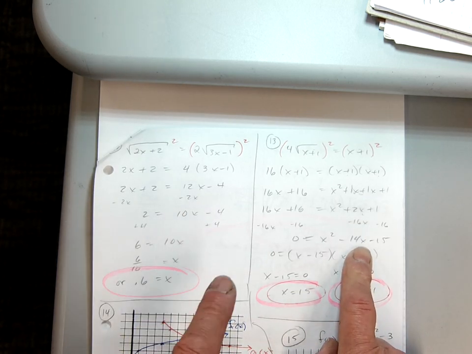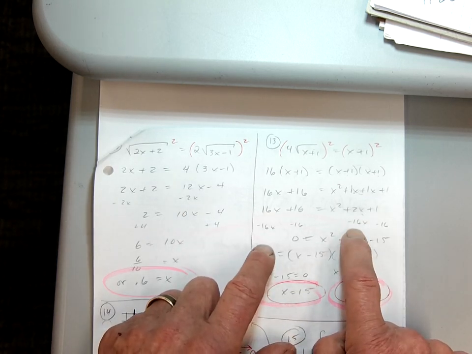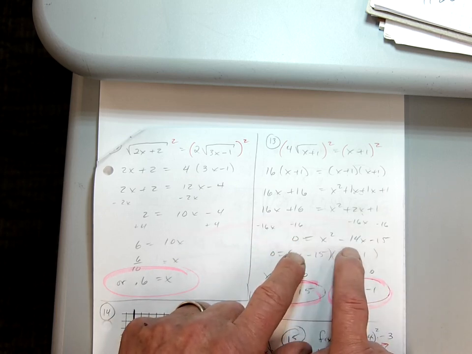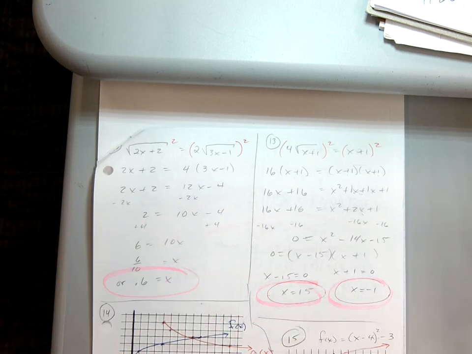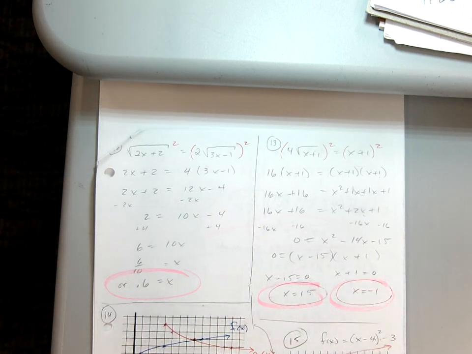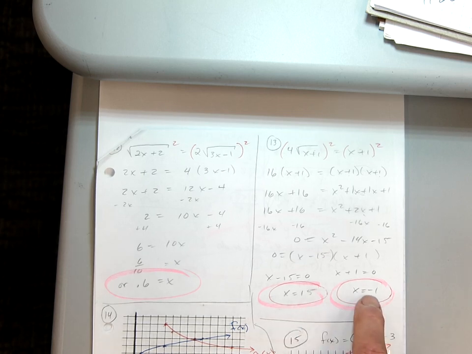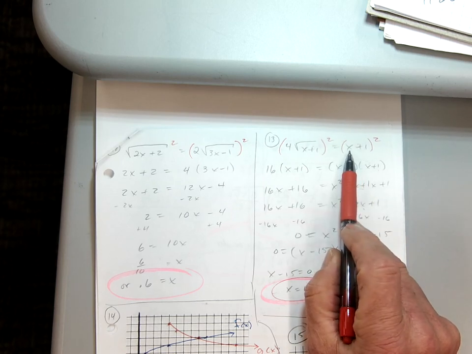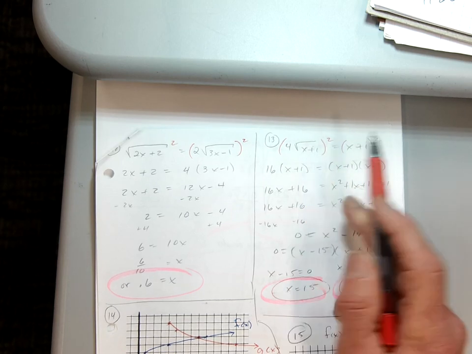So I know I'm going to have to factor, so I go minus 16, minus 16, so I wind up with 0 equals x squared minus 14x minus 15. Now that will factor. Negative 15, positive 1. My solution then is 15 and negative 1. Now you think negative wouldn't work, but you can check it. And negative 1 actually can work, because if you plug negative 1 in, you get 0. So that can work.